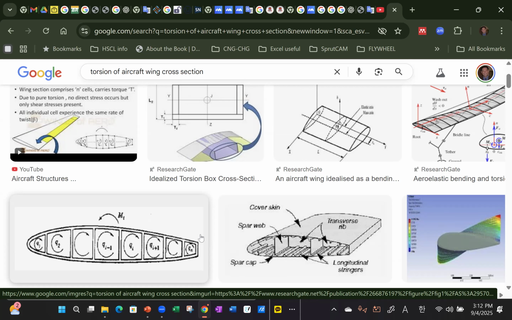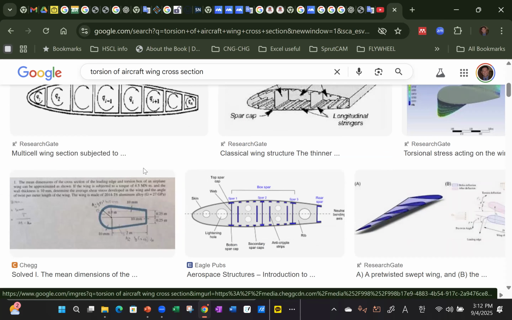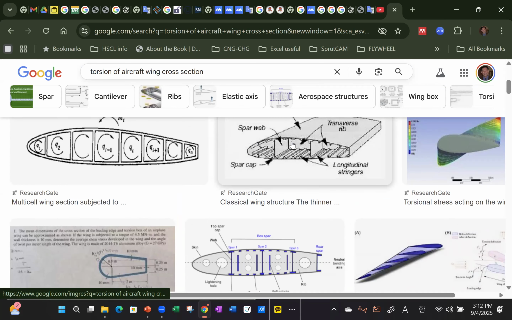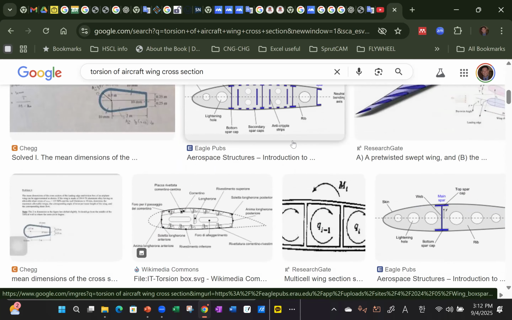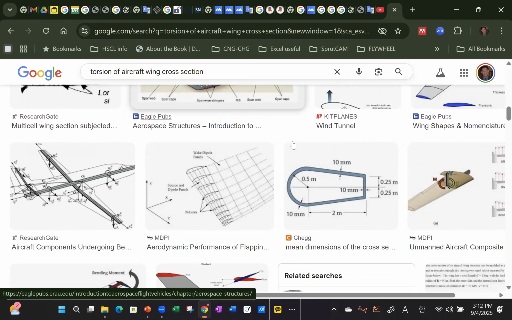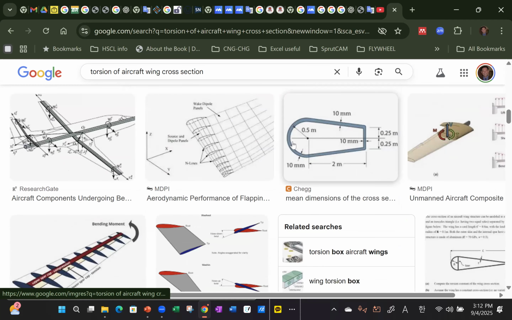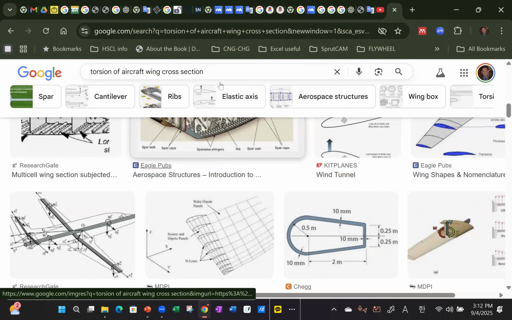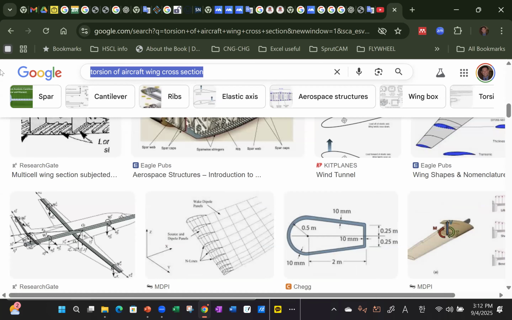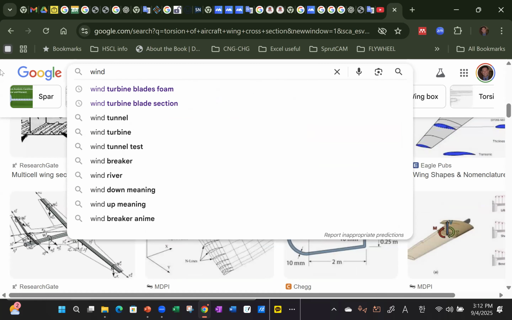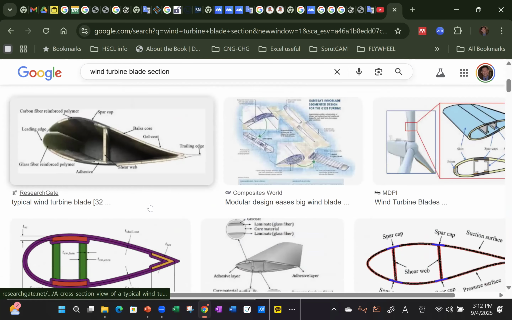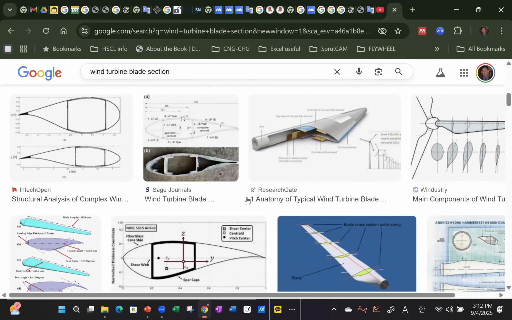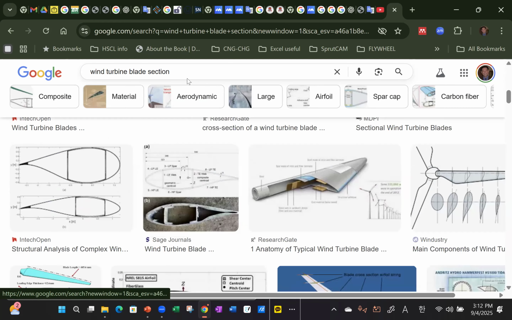But again, this structure is subject to torsion. So that's why we call them thin structures, and how they react to the external load is a very classic but very important subject. Not only the airplane, but also, say, the wind turbine. The wind turbine blade, the renewable energy source.